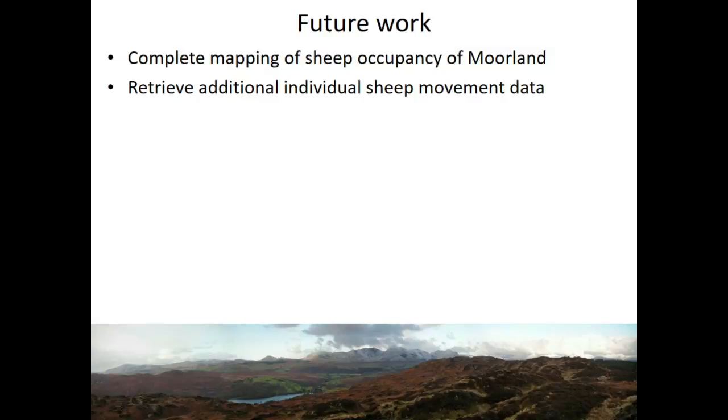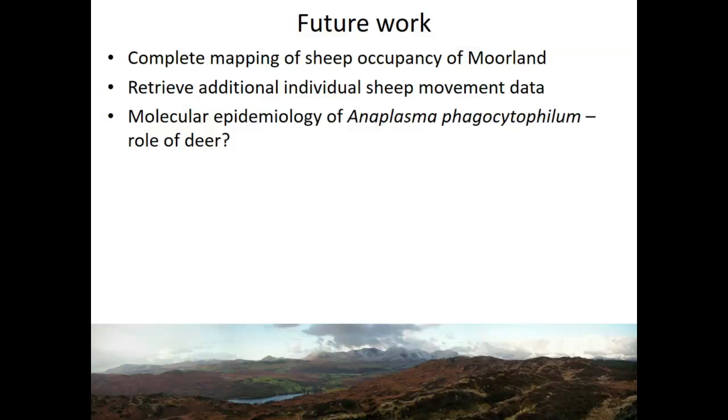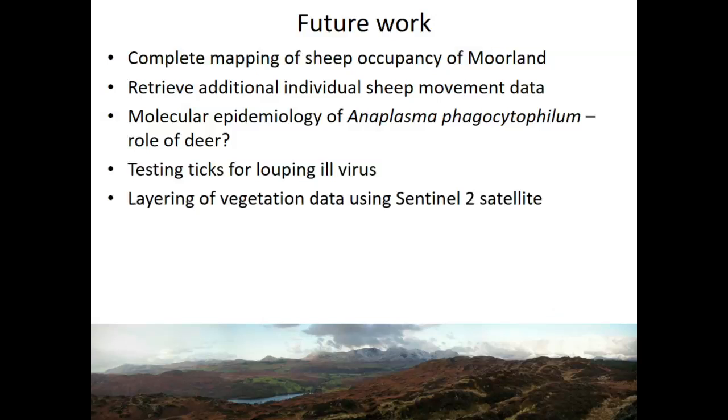Fingers crossed, I got a big dump of data last week from the collars, so hopefully it will have worked this time. And to further look into the strains of Anaplasma and to build some phylogenetic trees, which we have started seeing, to see if the same sequence types are circulating within the deer and the sheep, and test for louping ill. And another thing that we're looking at is vegetation data.